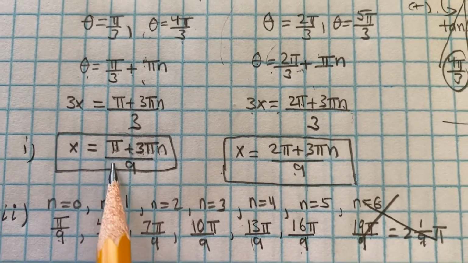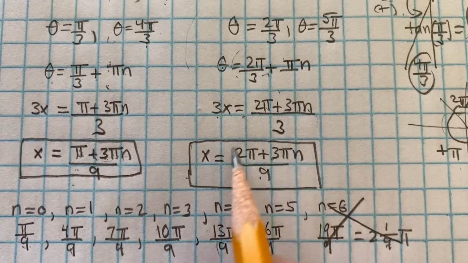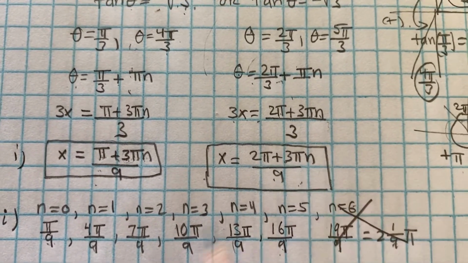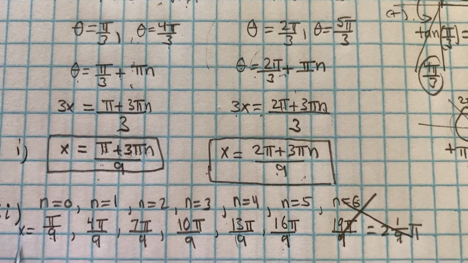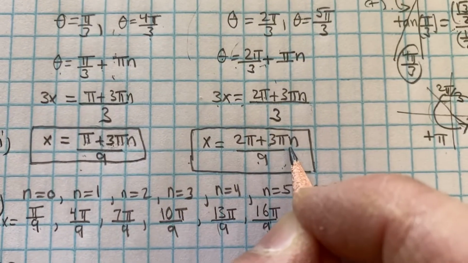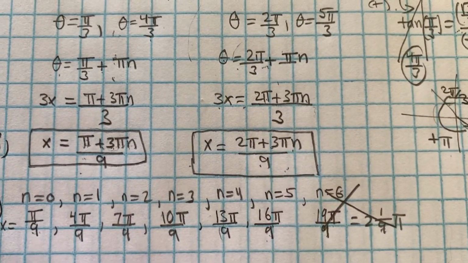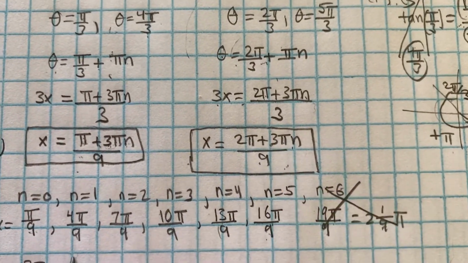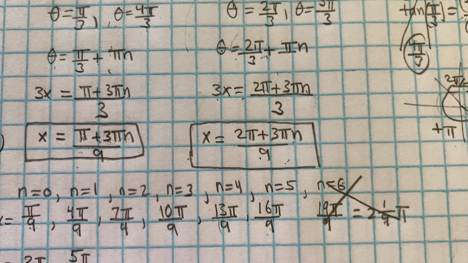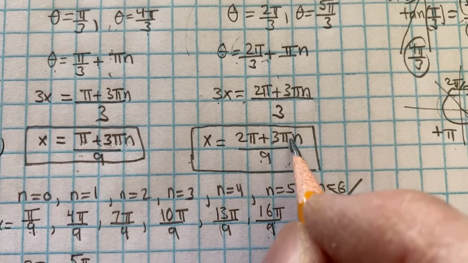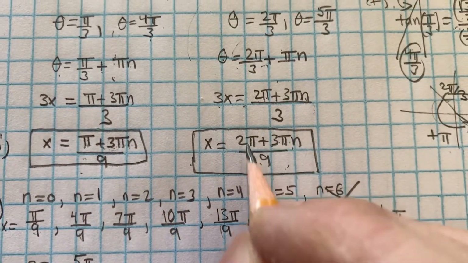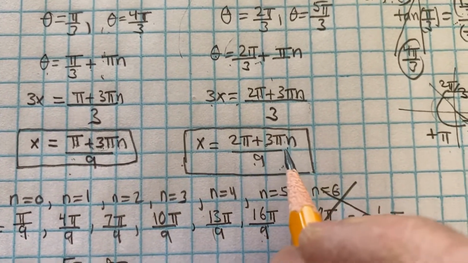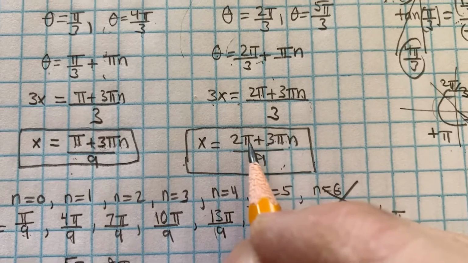But we're still not done yet, right? We also know there's solutions that are part of this answer right here. So do the exact same thing. Plug in n is equal to 0. You're going to get 2 pi over 9. If you plug in n is equal to 1, you're going to get 5 pi over 9. If you plug in n is equal to 2, 6 plus 2, that's 8. 8 pi over 9. And so forth. Plug in n is equal to 3. 9 plus 2 is 11.